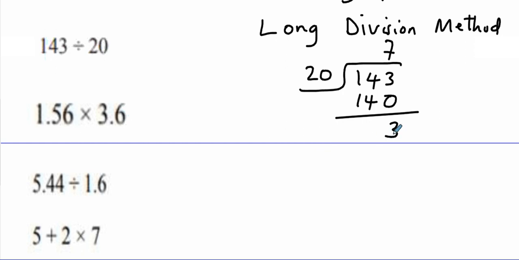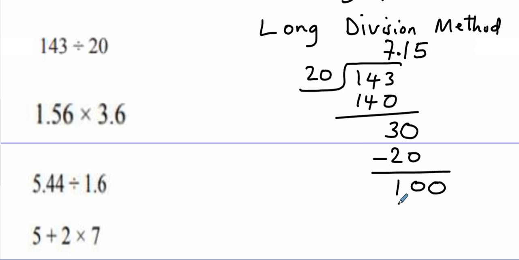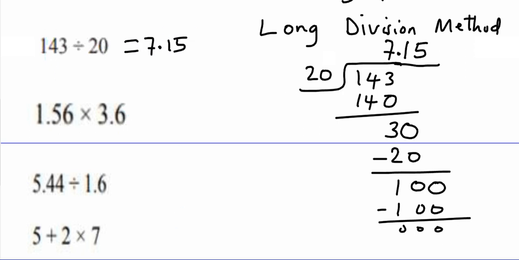Subtract that, and the remainder is 3. Now, since 3 divided by 20 is not possible, keep a decimal point here and add 0 over here. The number becomes 30, divided by 20, here comes 1, and 1 times 20 is 20. Subtract over here, the remainder will be 10. 10 divided by 20 is not possible, add 0 over here, 100 divided by 20, that becomes 5. 5 times 20 would be 100. When you subtract, the remainder is 0. So the answer here is 7.15. So you see that?